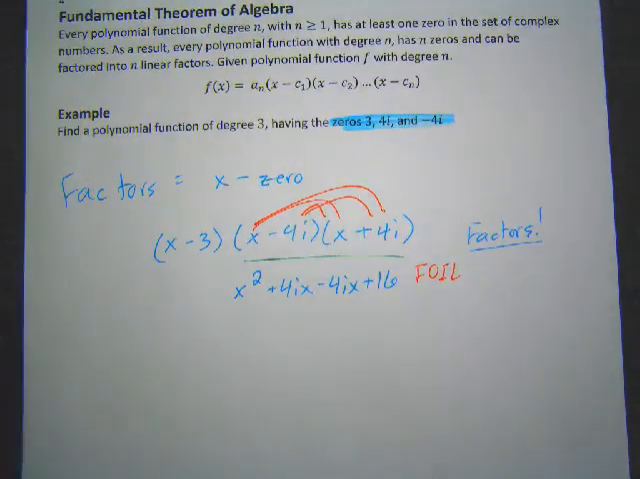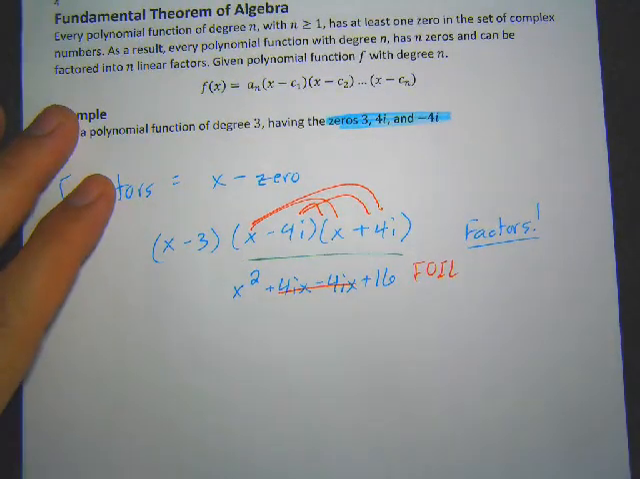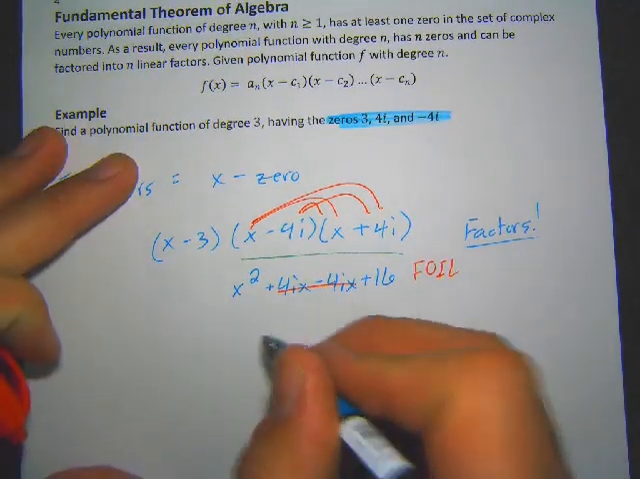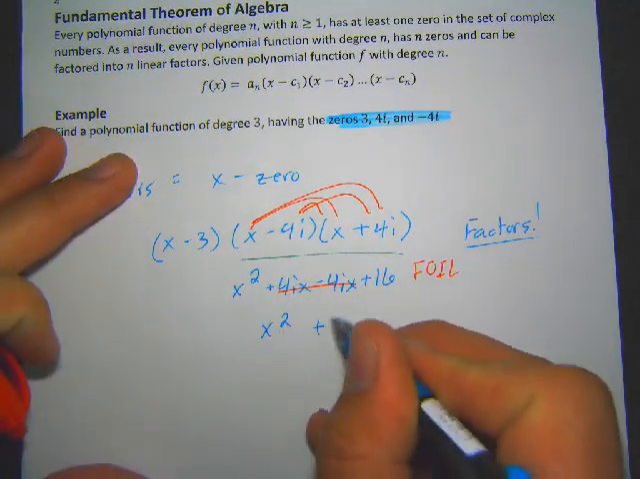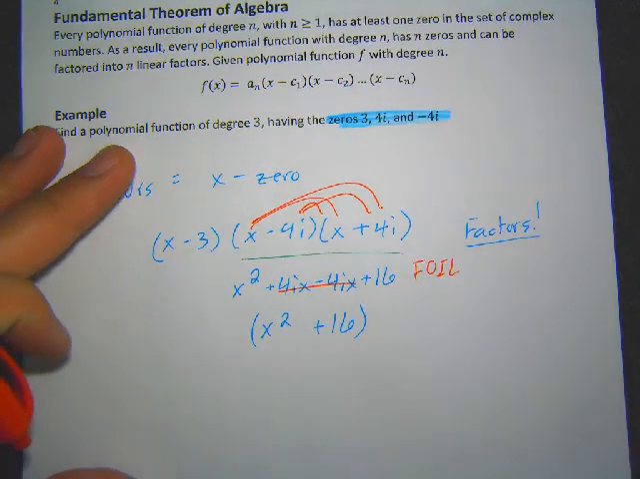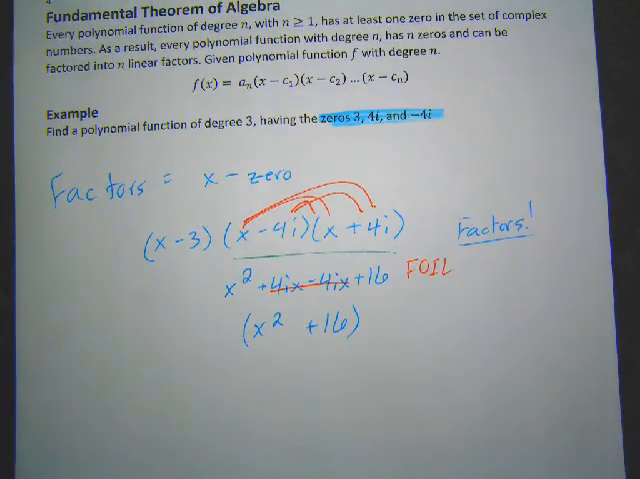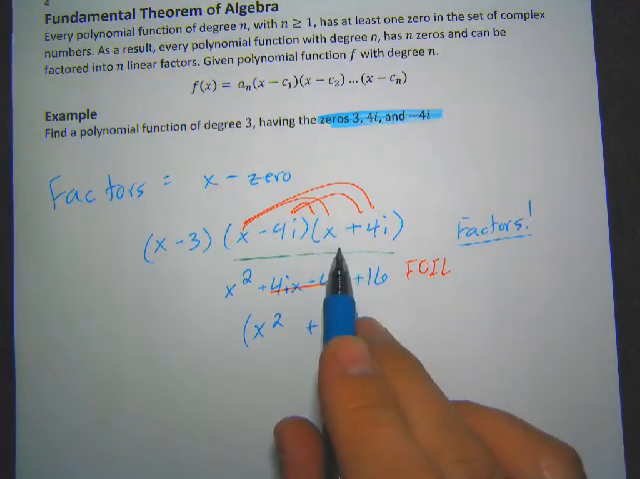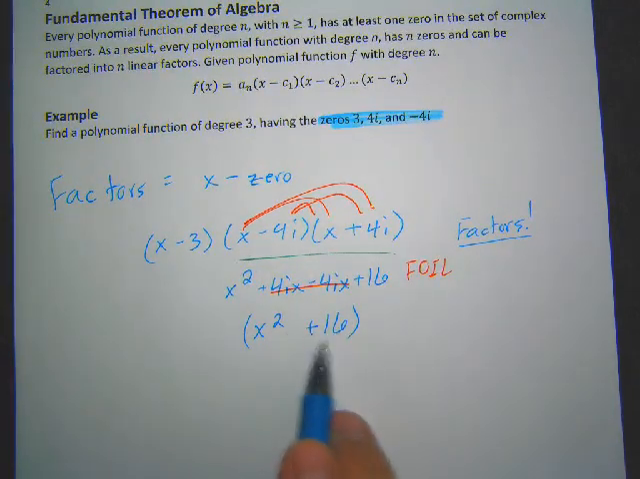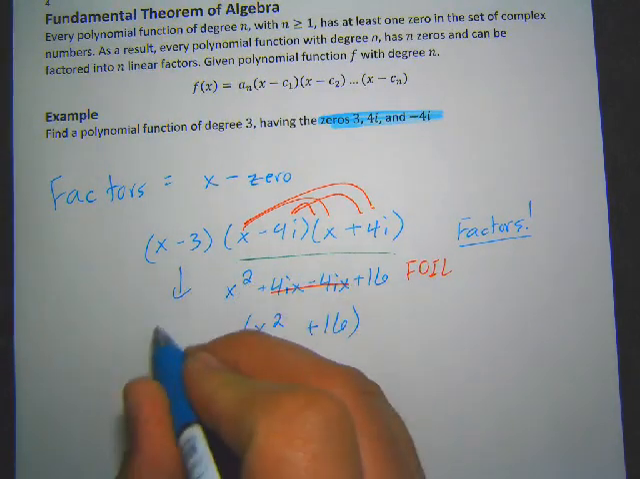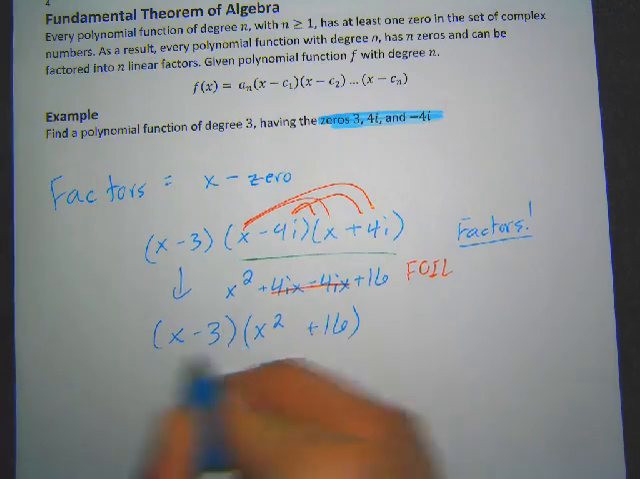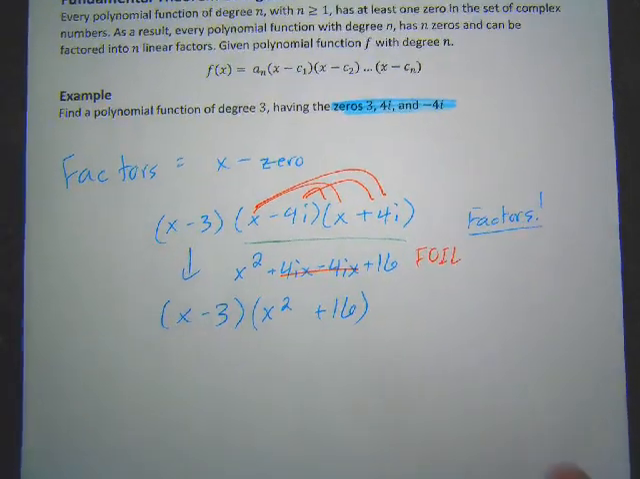When you do that, the middle two terms cancel, and you just end up with x squared plus 16. So all the i's went away, and that's why I like to start with the imaginary part first. If you FOIL that out, you get something without any i's in it anymore. Now bring down your x minus 3, because our next step is to multiply those together to get our polynomial.